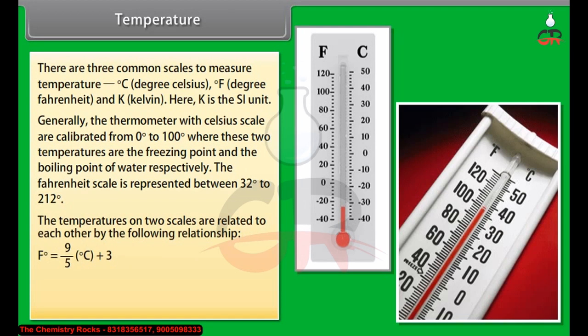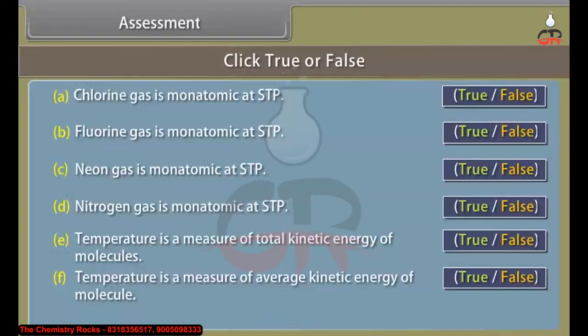The Fahrenheit scale is represented between 32 degrees to 212 degrees. The temperatures on the 2 scales are related to each other by the following relationship. Degree Fahrenheit is equal to 9/5 degrees Celsius plus 32. The Kelvin scale is related to the Celsius scale as follows. Kelvin is equal to degree Celsius plus 273.15.